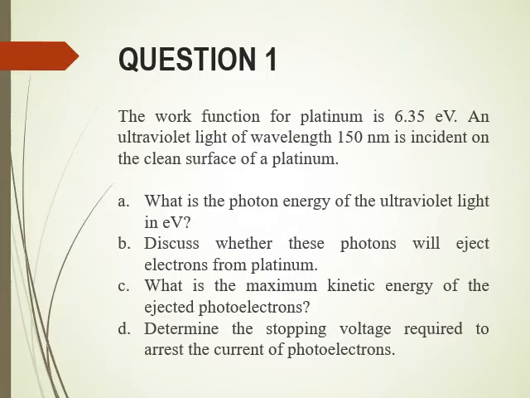Question 1. The work function for platinum is 6.35 eV. An ultraviolet light of wavelength 150 nanometer is incident on the clean surface of a platinum. What is the photon energy of the ultraviolet light in eV? Discuss whether these photons will eject electrons from platinum. What is the maximum kinetic energy of the ejected photoelectrons? Determine the stopping voltage required to arrest the current of photoelectrons.